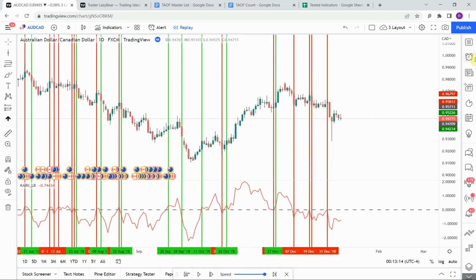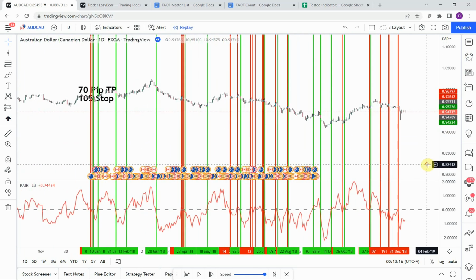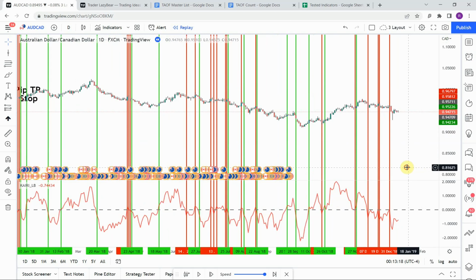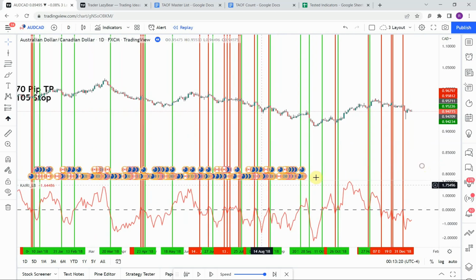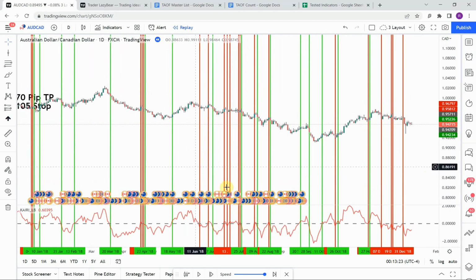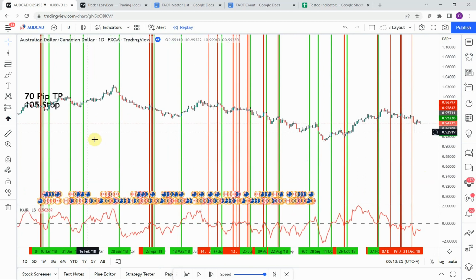Alright, so let's go ahead and take a look at our indicator here. So it gave us a fair number of trades within the 1 year's time. Can't complain too much about that. Let's go ahead and count it out and see what we have.